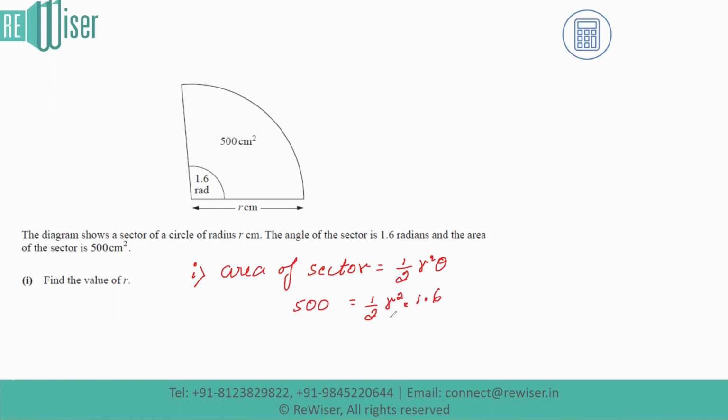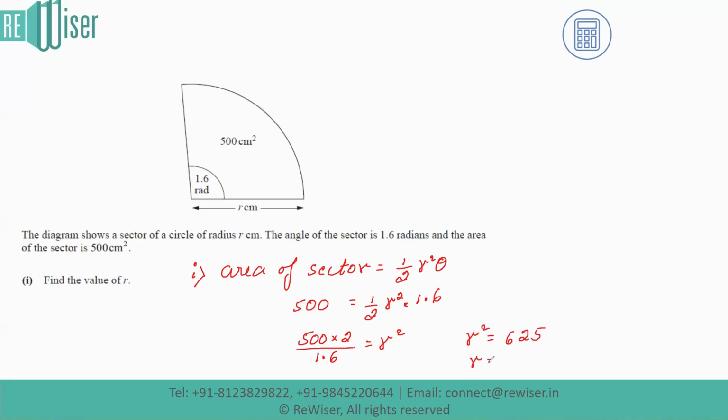From here, we just need to make r the subject. So 2 and 1.6 go to the other side. So it's going to be 500 times 2 divided by 1.6, and this is equal to r squared. When we simplify this, we get r squared equals 625.